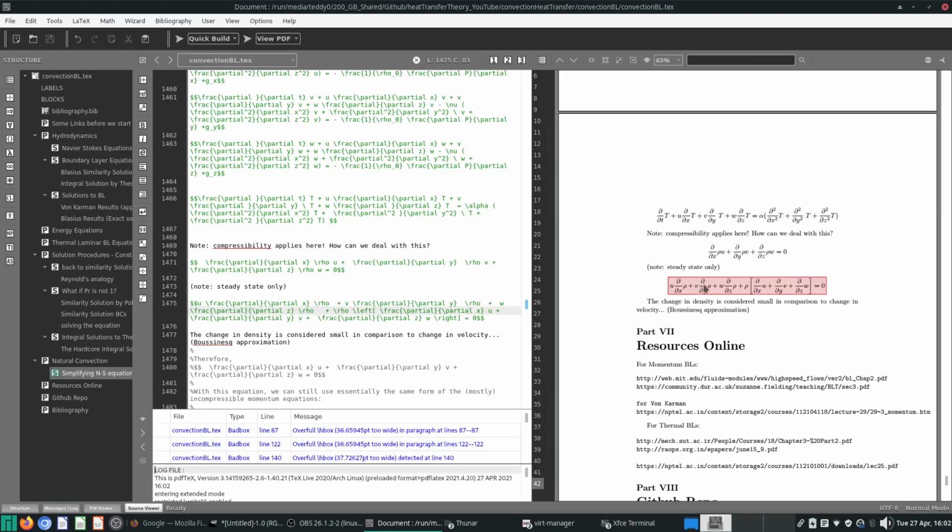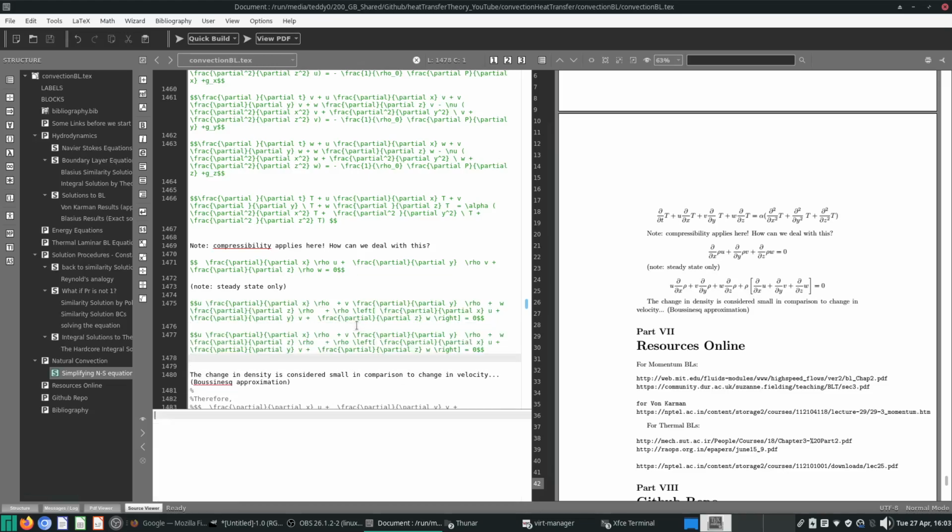So this is how we do this. We do the product rule, and one thing we must note is the change in densities: u del rho del x, v del rho del y, w del rho del z. These three should be pretty small in comparison to the others. How do we do that? Let's divide throughout by the density first, and then we can see a little bit clearer.